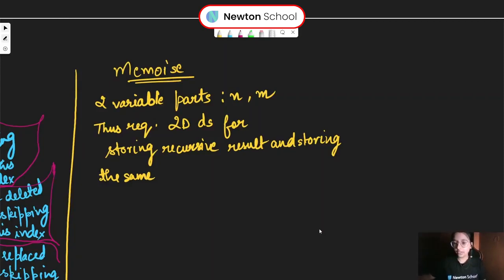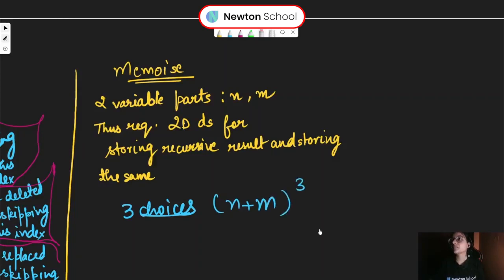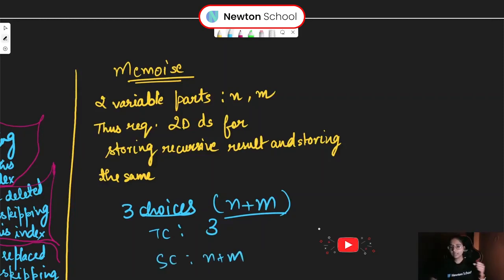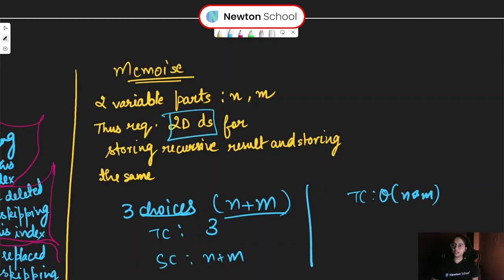There were 3 choices which we were having, and each choice was having n plus m times of occurrence. So that's why the recursive time complexity became exponential, and the space complexity remains n plus m. But when it becomes a memoized solution, then in that scenario the time complexity becomes order of n into m because of this 2D DS which we would be taking, and the space complexity also becomes n into m just because of this 2D DS.